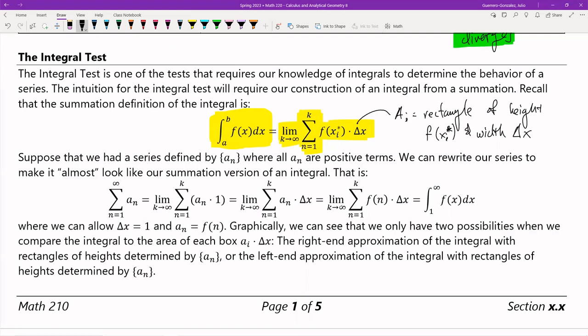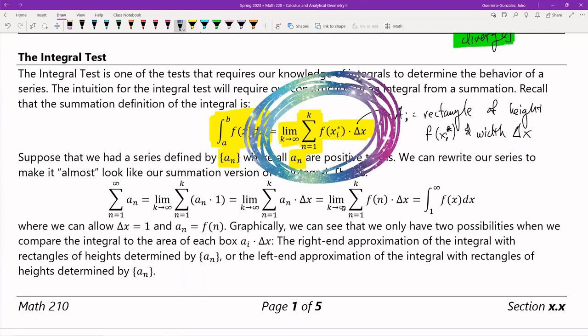Now, we need this, okay? Because we're going to deconstruct a little bit of our definition of an integral so that we can determine something about series. So first of all, I'm going to suppose that we have a series a sub n, where all of the a sub n values are positive. We can rewrite our series that's defined by this a sub n and make it almost look like the summation version of an integral. We're going to be able to make it look something like this, and then we're going to play around with that.